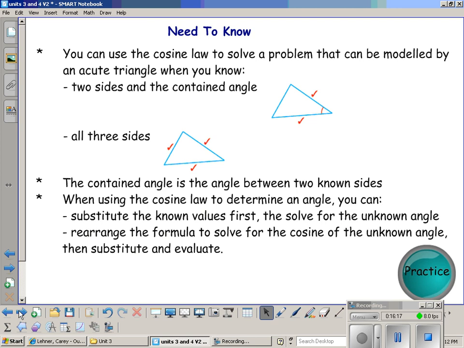And when using the cosine law to determine an angle, you can substitute the known values first, then solve for the unknown angle. You can rearrange the formula to solve for the cosine of the unknown angle, then substitute and evaluate.